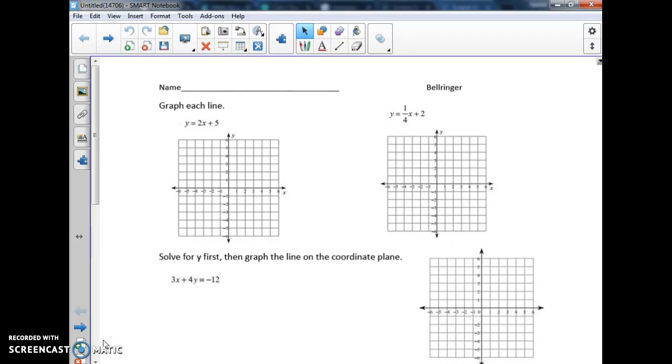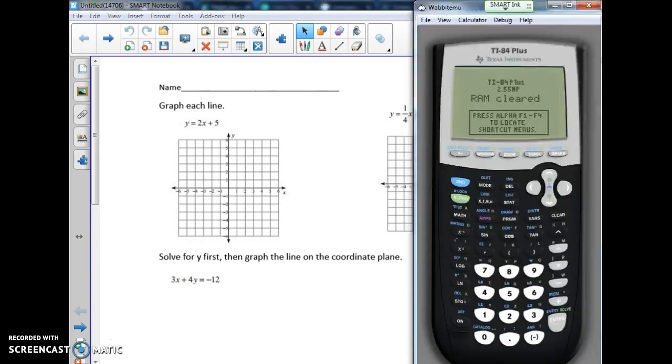So starting the Bellringer, the first two, I'm just asking you to graph the lines. If you forget how, you can always, in your calculator, type in your y equals, so 2x plus 5 is the first one. I'm going to look at the graph just so I can get an idea of what it looks like. But really what I want to graph is the points. So I'm going to hit second graph to go to my table. And then I want to plot at least two of these points.